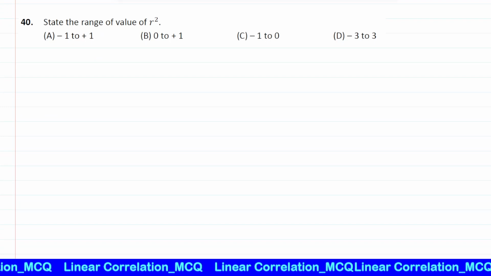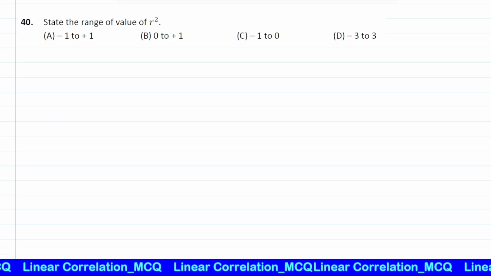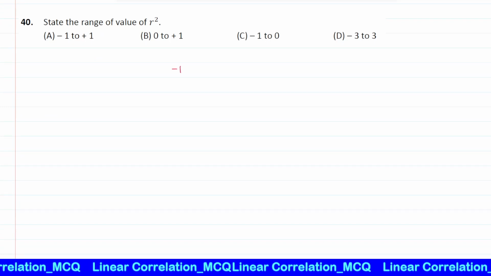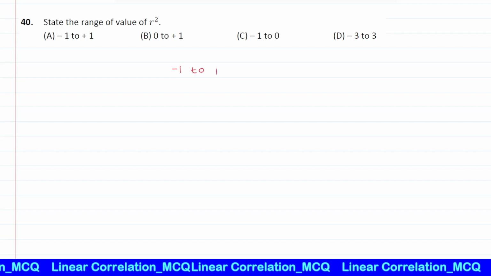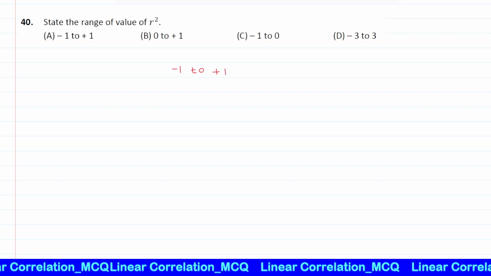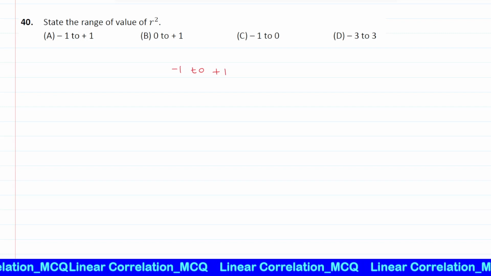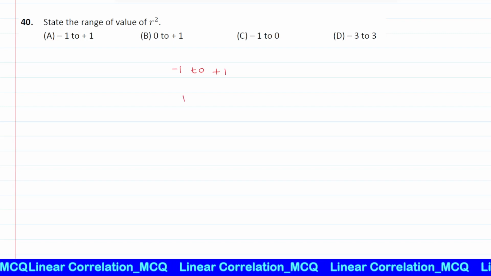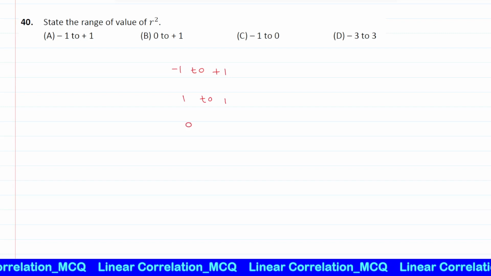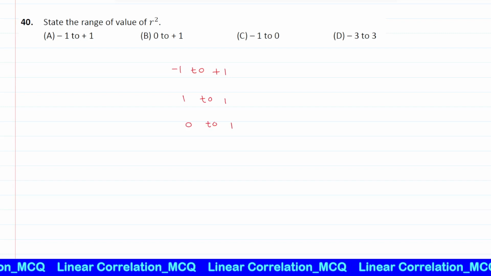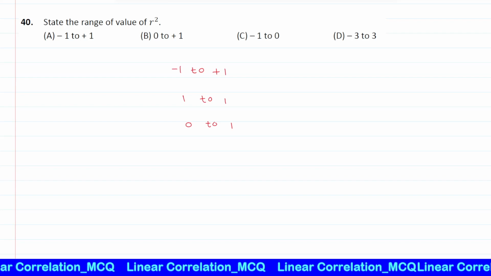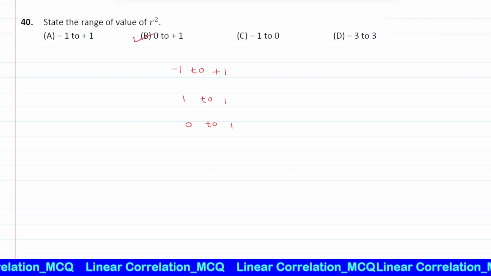Okay, now question number 40. State the range of r square. Okay, what is the range of r square? See, r equal to minus 1 to plus 1. So what is the square of minus 1 and plus 1? Minus 1 square is equal to 1. 1 to 1. So this is not possible, but we can take it as 0 to 1. Minimum value of r square equal to 0 and maximum value equal to 1. So it is given in option B. Option B is correct.